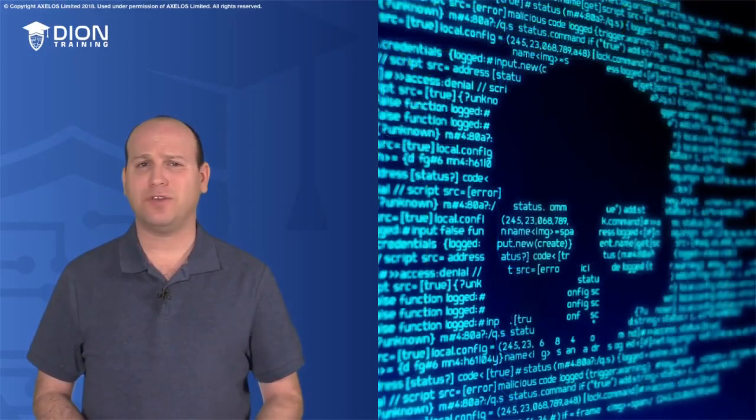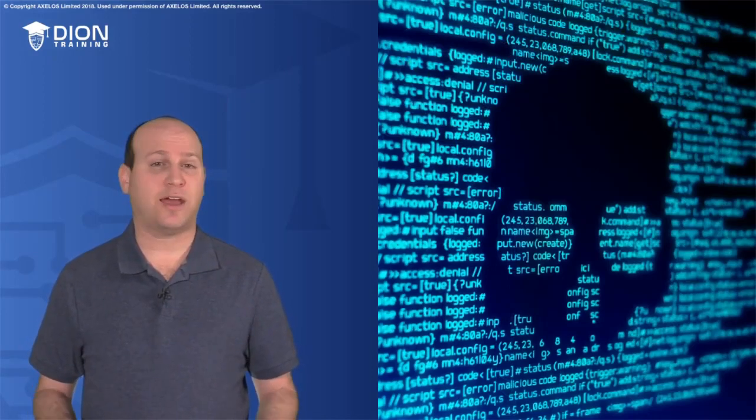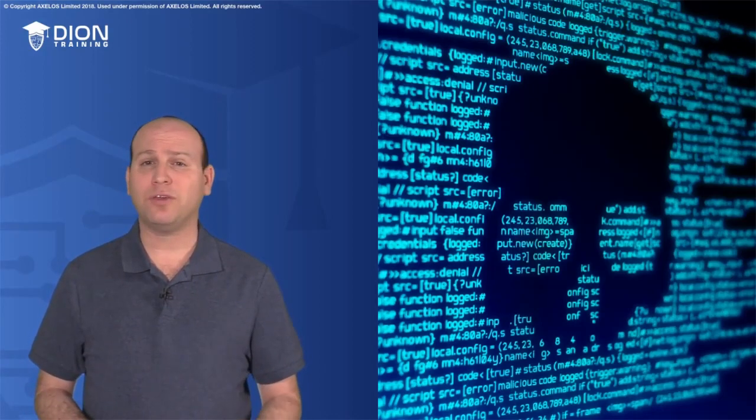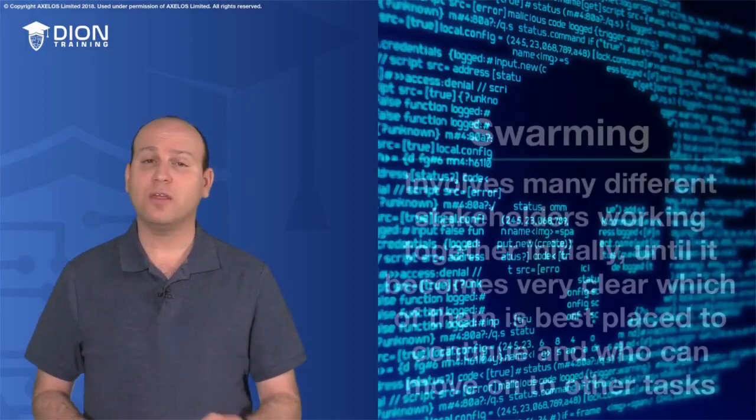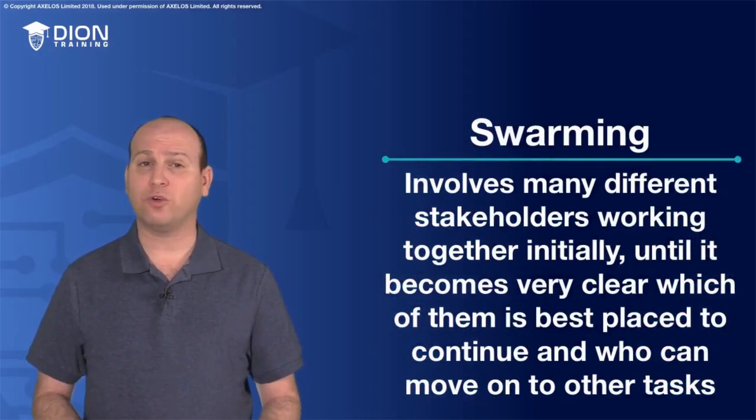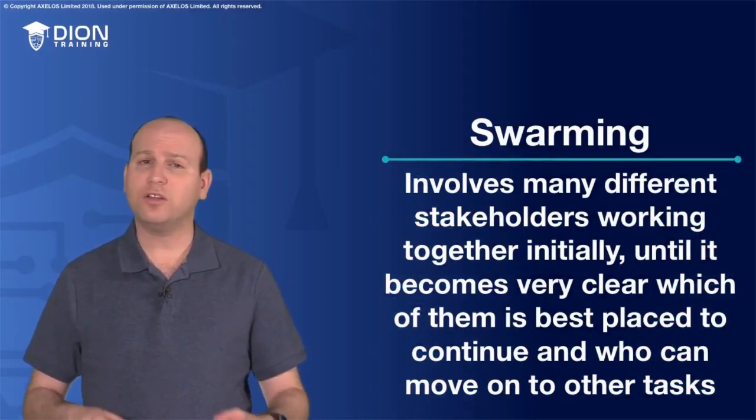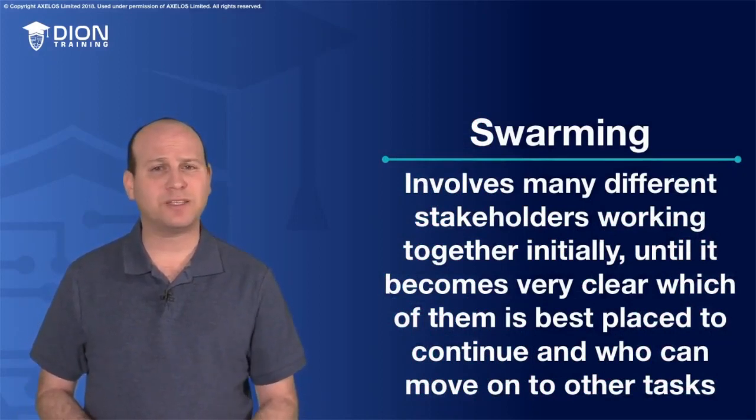All of this is going to depend on your particular scenario that you're involved with in your incident. Let me give you an example. Maybe your organization is the victim of a cyber attack or a data breach that's ongoing. What's the best way to handle this scenario? Well, if it was me and my company, I might use a technique known as swarming. This involves gathering up different stakeholders who initially all work together until it becomes clear which of them is best suited to lead this effort and solve the incident.